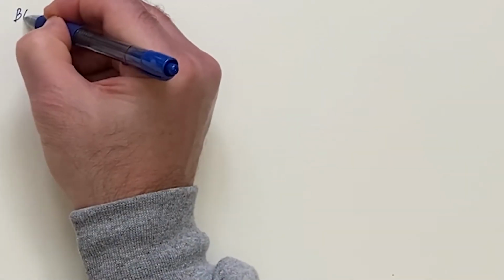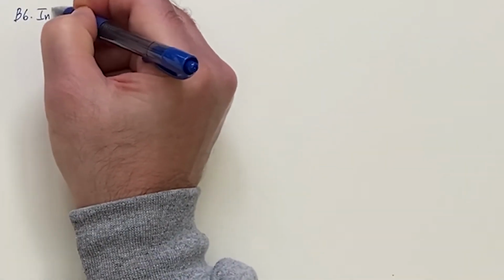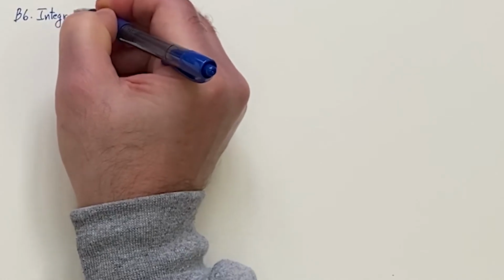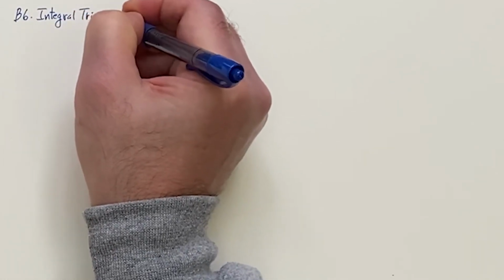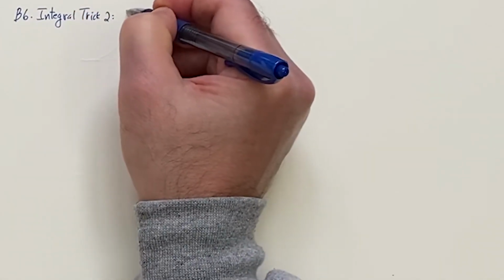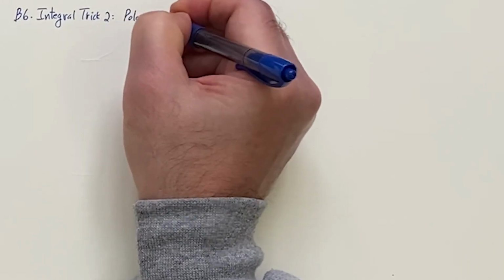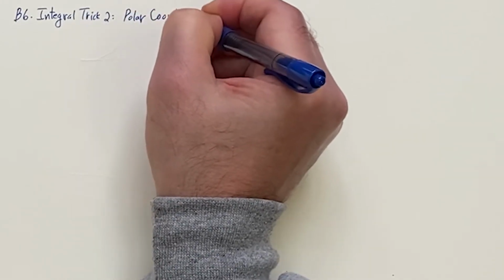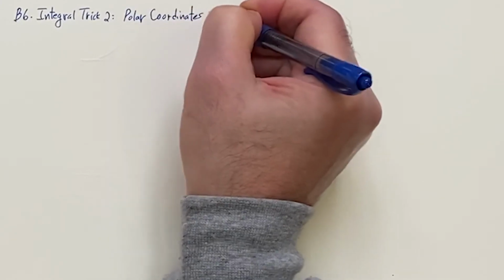Now we go to B6, which is integral trick 2, and I call this the polar coordinates trick.